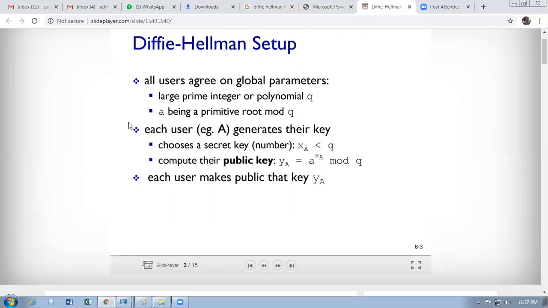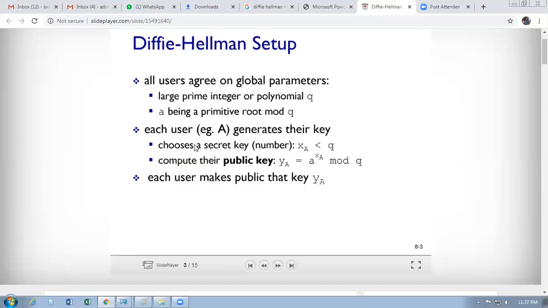The second step is user A and B key generation. Each user has 2 different keys. They are termed as secret key and public key. So A's secret key is XA and A's public key is YA.